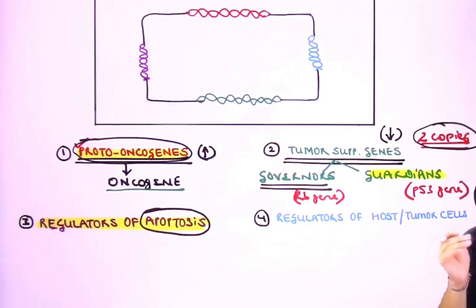There is a new category of genes which have been given in the latest edition of our textbook, which are the genes which are given the name of regulators of host and tumor cells. These are the genes which are primarily going to be responsible for causing the interaction between the tumor cells and the host immune cells. So usually you would expect the mutated cells to be destroyed by the immune cells of the body. But there are certain genes which are not going to function properly, because of which the altered cells or the tumor cells are going to be having a better survival.